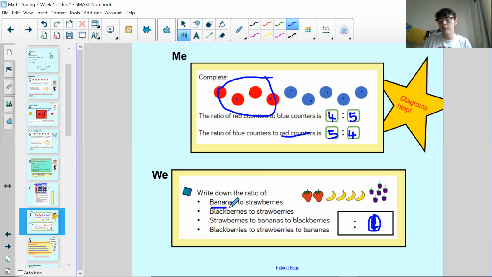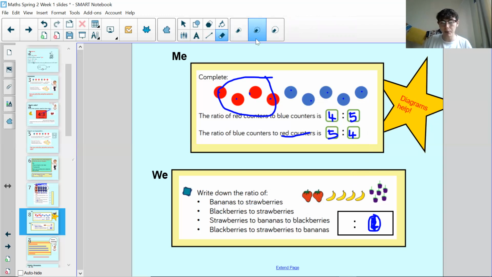Now let's remember, it's telling us bananas first, bananas to strawberries. So we're going to count the number of bananas we've got. 1, 2, 3, 4 bananas. So 4. And then to strawberries. So we'll count our strawberries. 1, 2. So our ratio of bananas to strawberries is simply 4 to 2. So now I'd like you to have a quick go at the second bit.